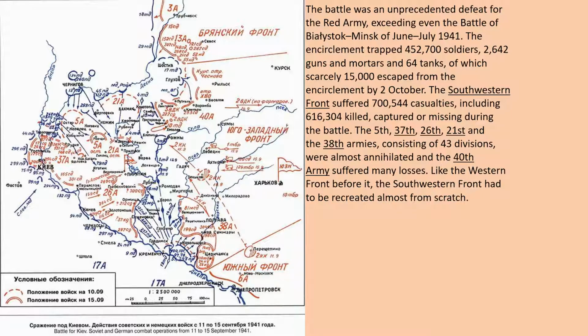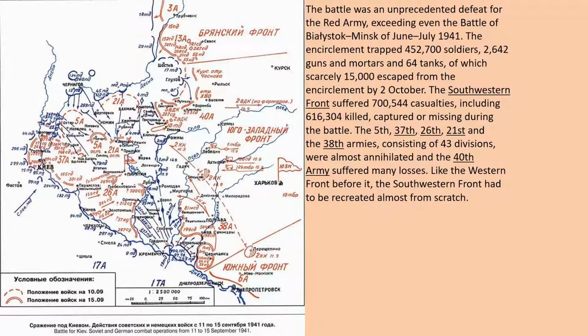The Southwestern Front suffered 700,544 casualties, including 616,304 killed, captured, or missing during the battle. The 5th, 37th, 26th, 21st, and 38th Armies, consisting of 43 divisions, were almost annihilated, and the 40th Army suffered many losses.